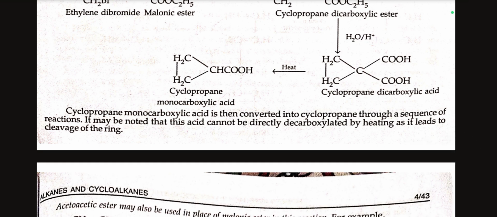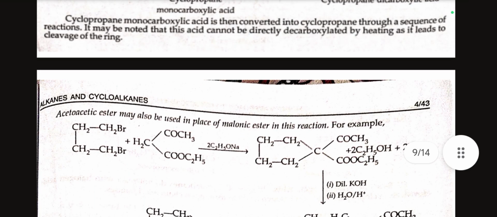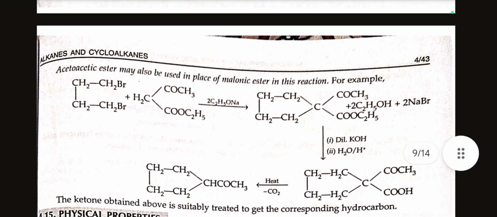Cyclopropane monocarboxylic acid is then converted into cyclopropane through a sequence of reactions. It may be noted that this acid cannot be directly decarboxylated by heating, as it leads to cleavage of the ring. Acetoacetic ester may also be used in place of malonic ester in this reaction.